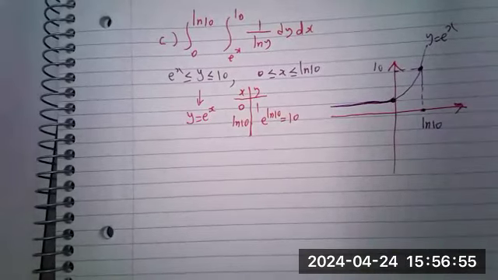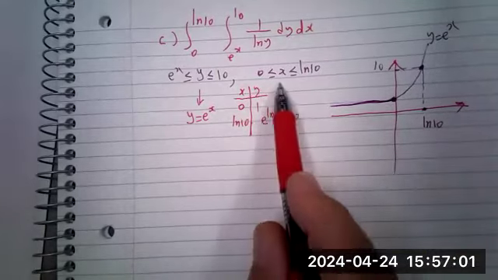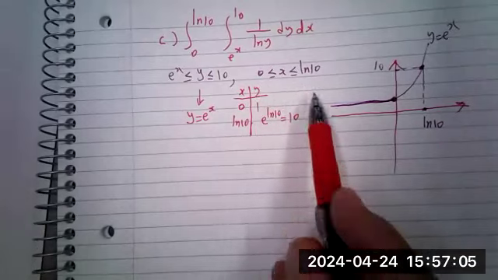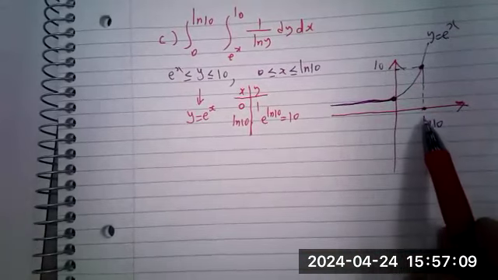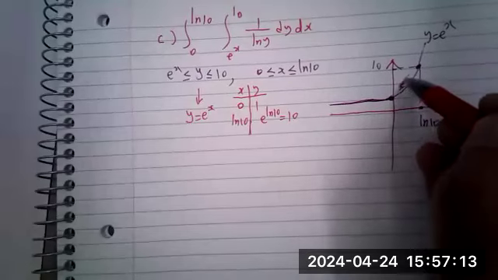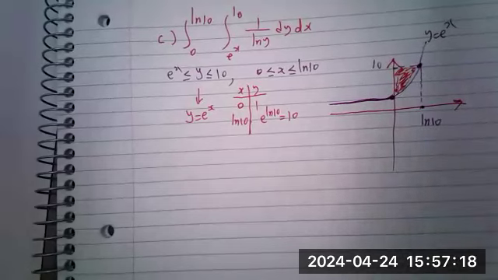Okay, identify the region in question. The region in question is going to be part of this graph that is between x equal to 0 and ln 10. X equal to 0 is the y-axis, and x equal to ln 10 is this one. So the region in question is this. This is going to be the region.